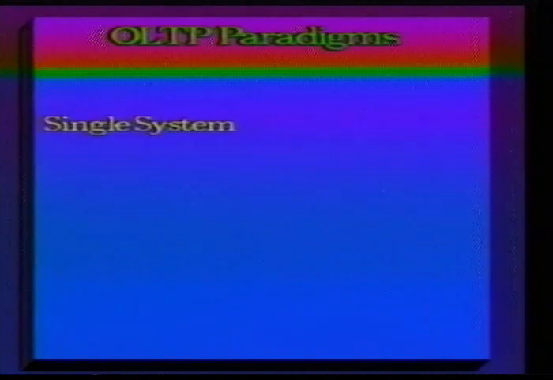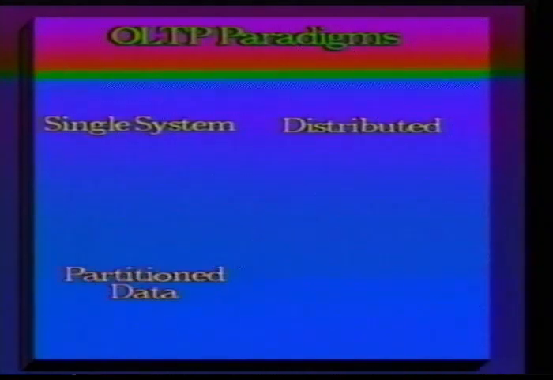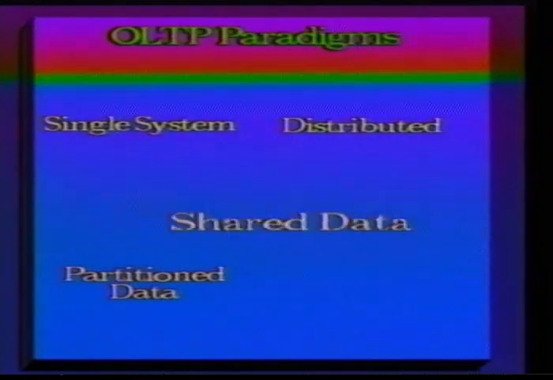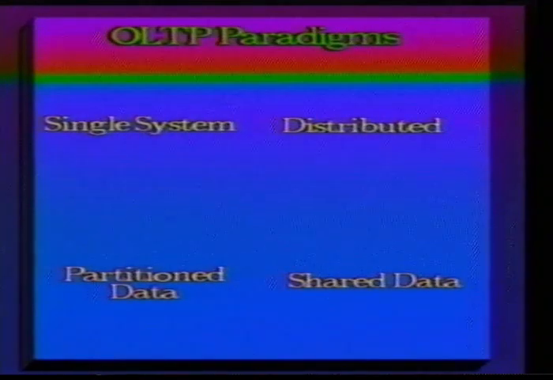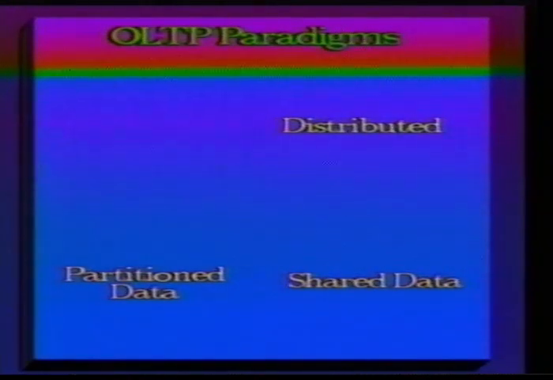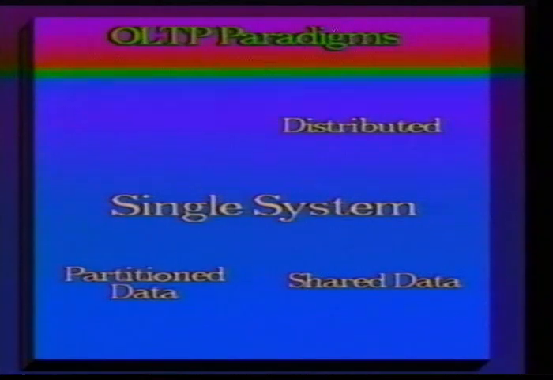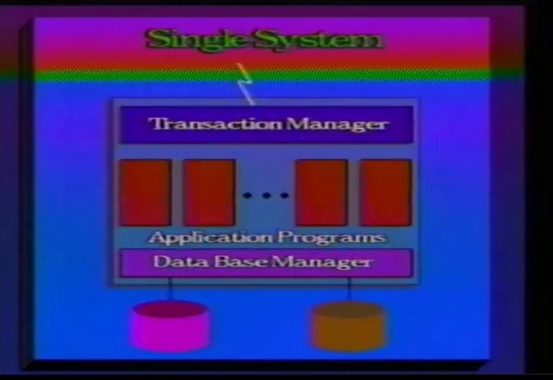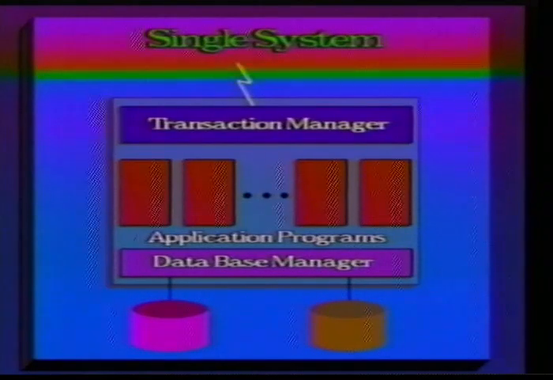Let's compare 4 different OLTP system configurations and see how an application could be implemented in each. Single system, distributed database manager, partition data, and shared data. First, let's look at a single system implementation. Here we see the typical structure with all the components on a single system. It is represented by the blue-gray rectangle.